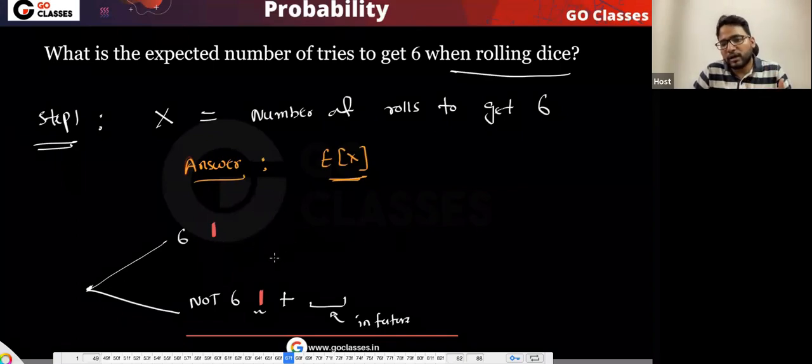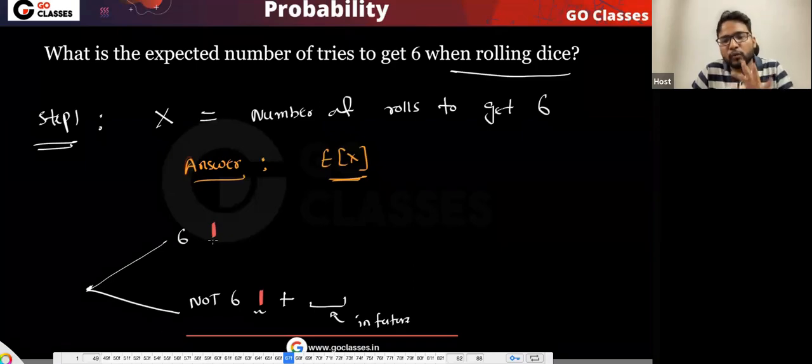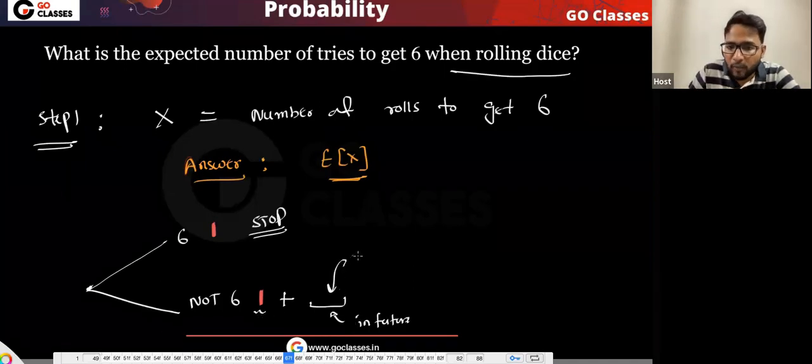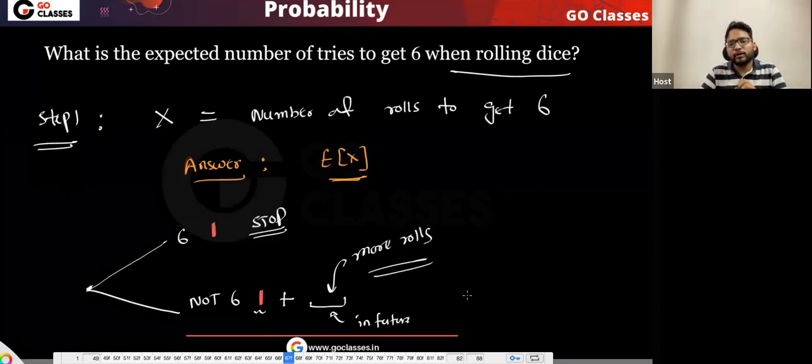See, you are rolling a die, and either 6 will come or 6 will not come. If 6 comes, then till now you have made one roll, and you will stop here. That's very important. If 6 doesn't come, then also one roll, but you will not stop, because there are more rolls that you need, right? Is this okay to everyone? Here you will stop, here you will not stop.